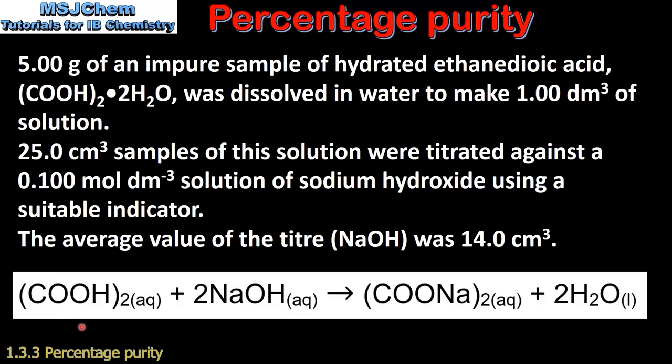So we'll start by looking at the balanced equation for the reaction. 1 mole of ethanedioic acid reacts with 2 moles of sodium hydroxide to form 1 mole of salt and 2 moles of water. Note that the ethanedioic acid reacts with the sodium hydroxide in a 1:2 ratio.